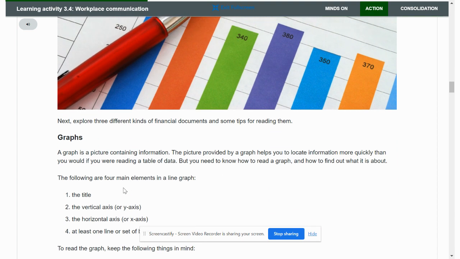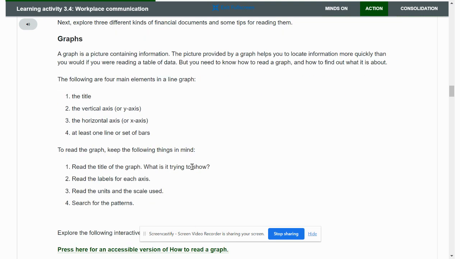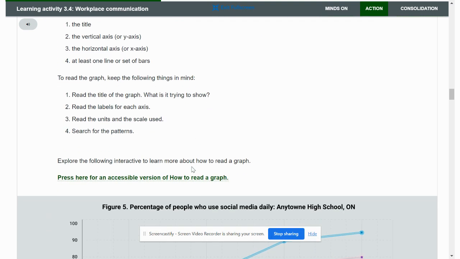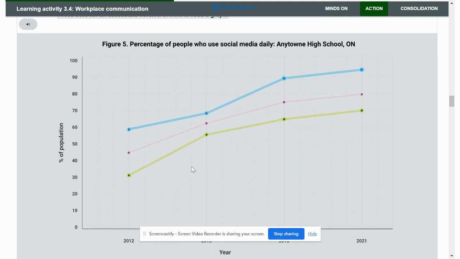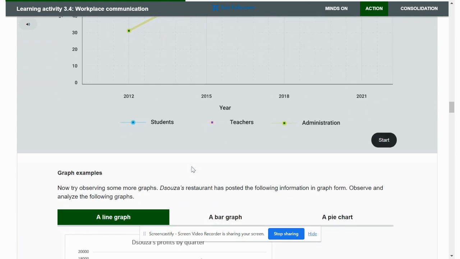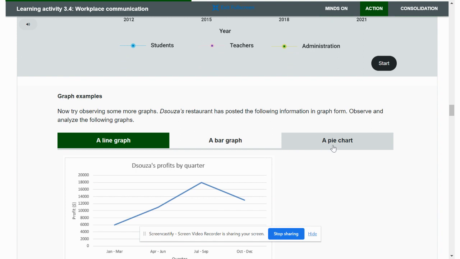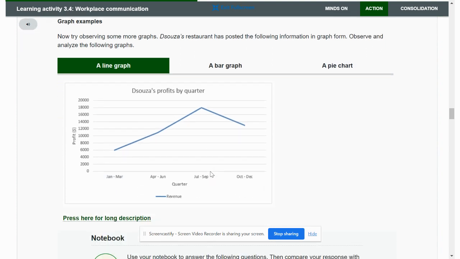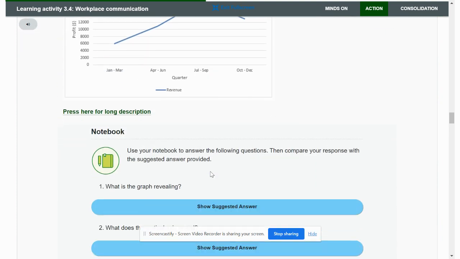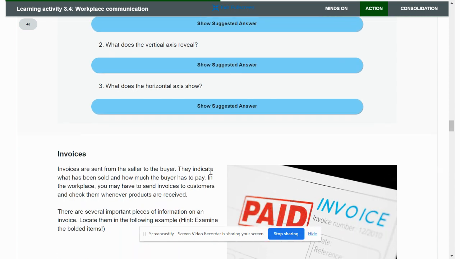And it's important for this course that you learn how to read different types of graphs. So here there are different types of graphs that you can look at and give examples: the line graph, the bar graph, and a pie chart. And see if you can answer some of those questions again in your notebook.